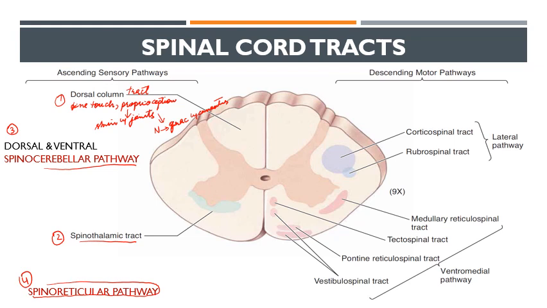Then are the spinothalamic tracts. These tracts convey sharp pain, temperature, and crude touch, and these sensations are conveyed from the skin. The fibers of the spinothalamic tract pass through the ventrolateral columns, as is shown in this cross section.